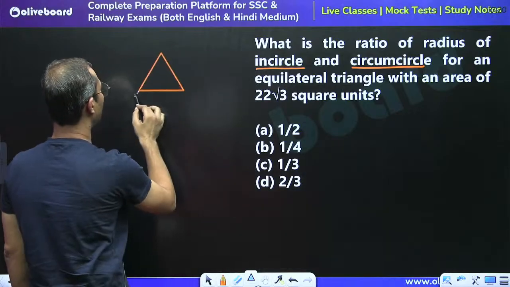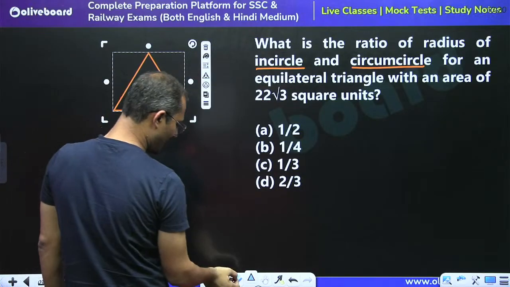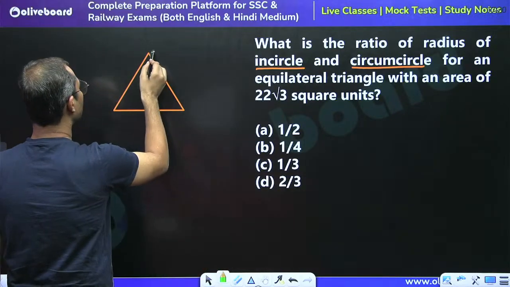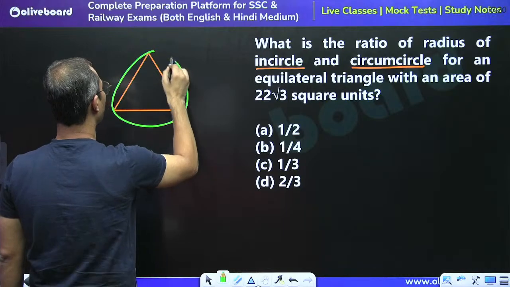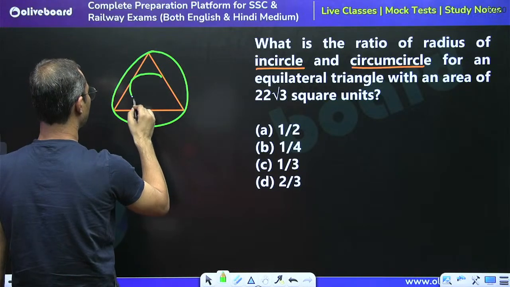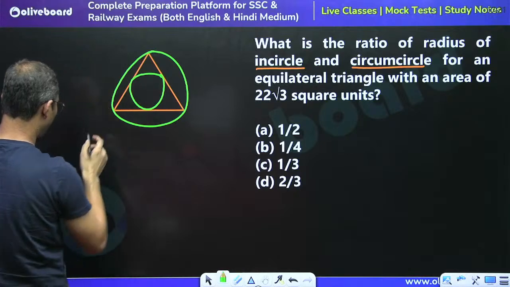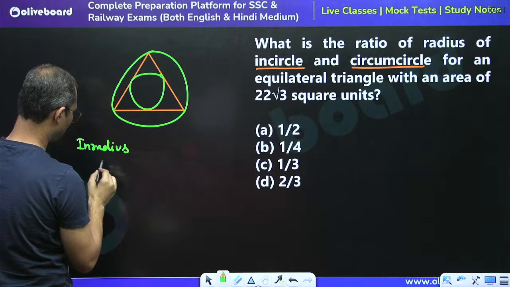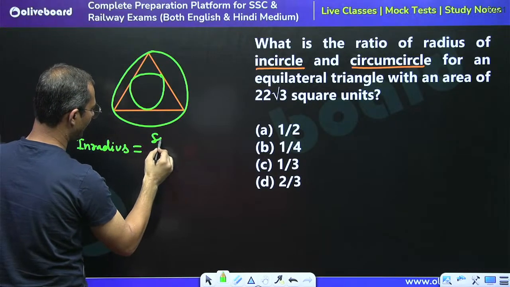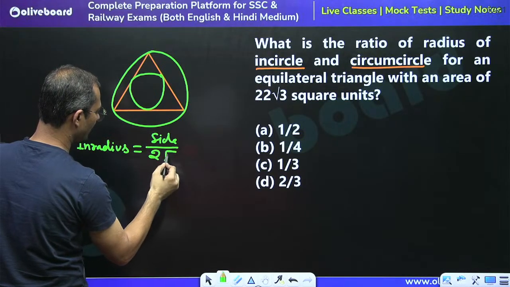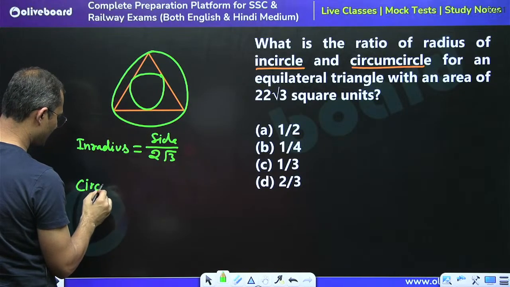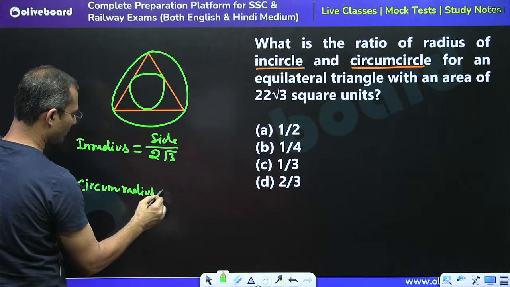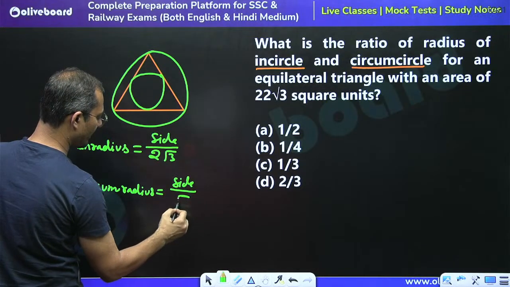This is the equilateral triangle. In an equilateral triangle, all sides are equal. This is the circumcircle, passing through all vertices, and this is the incircle. We know that the inradius is equal to side divided by 2 root 3, and the circumradius is equal to side divided by root 3.